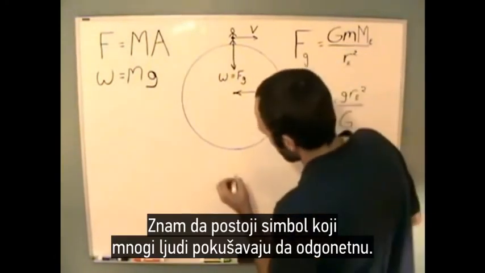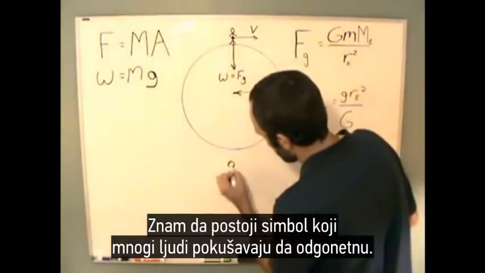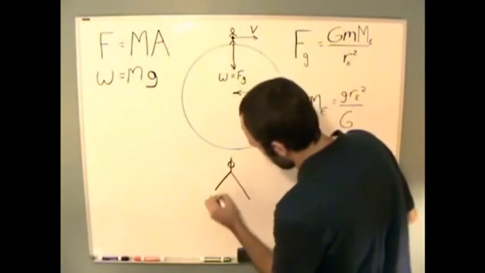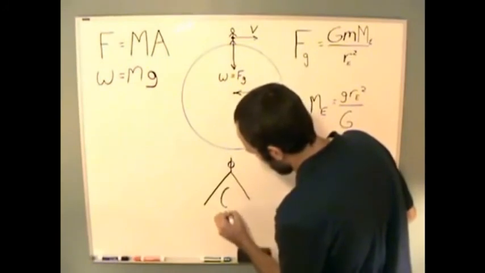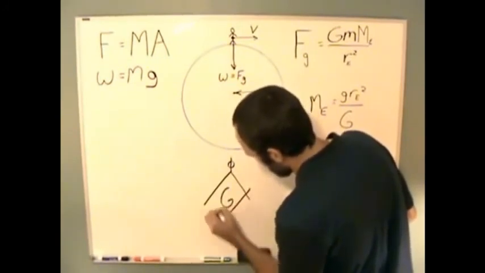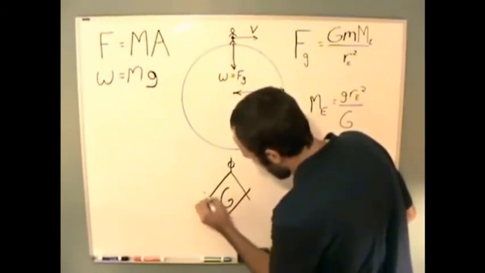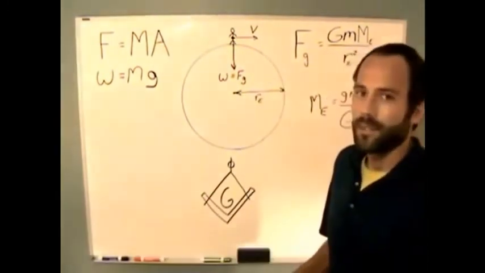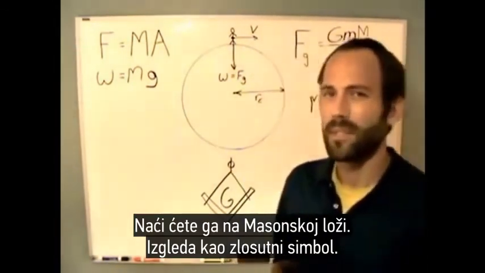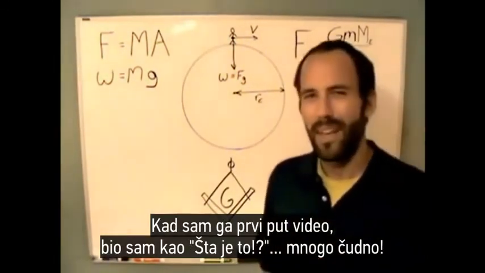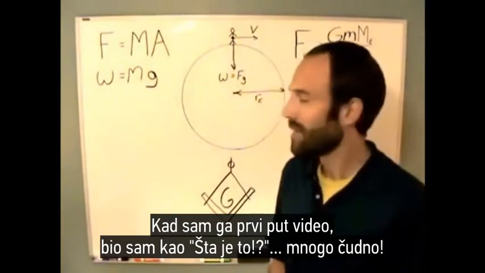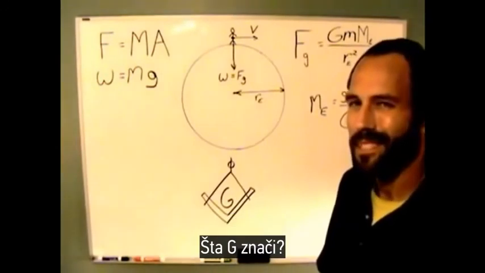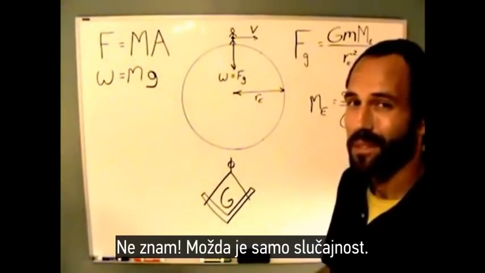And I know there's a symbol out there that a lot of people have been trying to figure out. It looks something like this. You ever seen one of these before? I found them on a Freemason lodge. It's kind of an ominous symbol. First time I saw it, I was like, what is that? It's very strange. A compass and a protractor, and a big G in the center, but what does that stand for? I don't know. Could just be a coincidence.